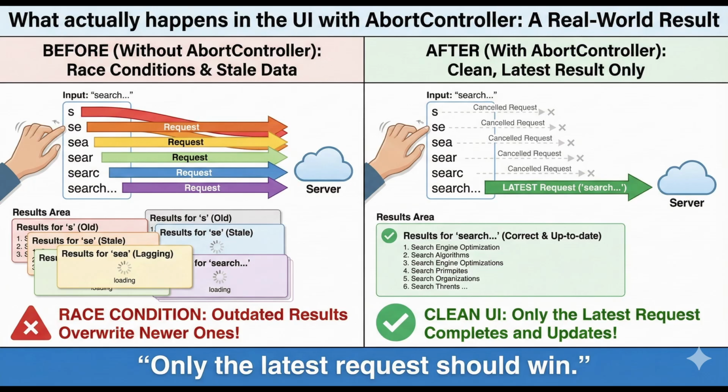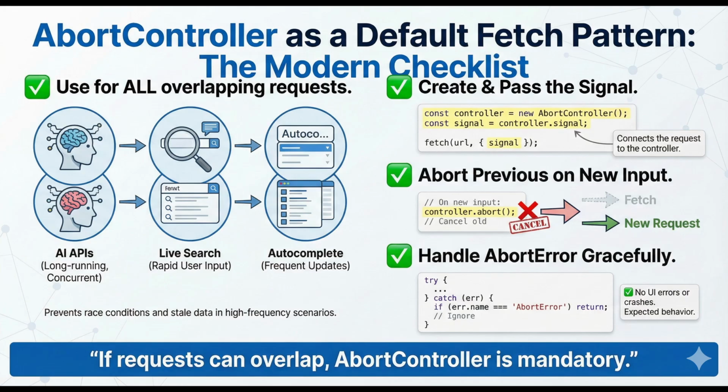This is especially useful when you're calling AI APIs, hitting databases, or doing live search. You save money, avoid race conditions, and prevent old data from overriding new results. The takeaway is simple. If your app fires frequent fetch requests, AbortController should be your default.